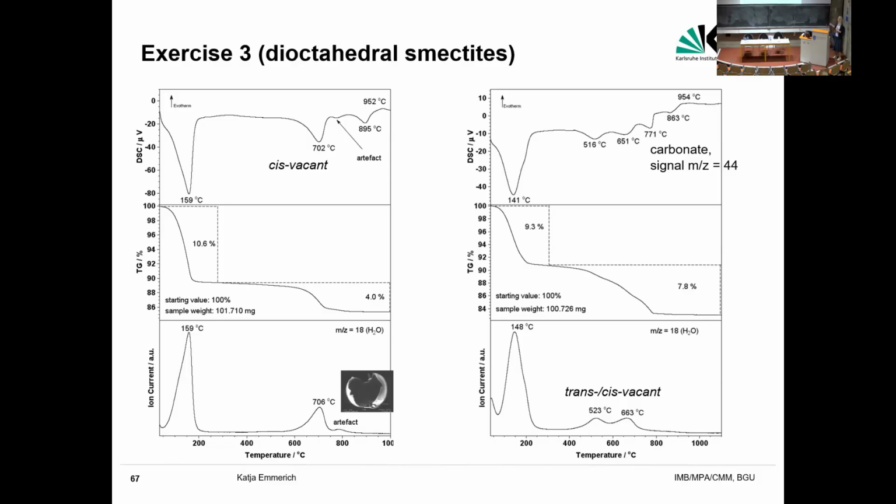And so for this material, you even find the interpretation in literature. This is a smectite from the Wyoming bentonite, that it contains some trioctahedral layers. But this is an artifact.